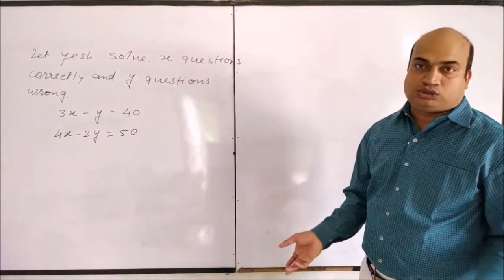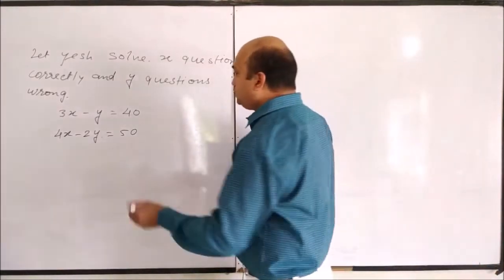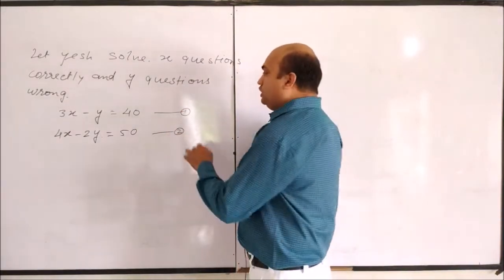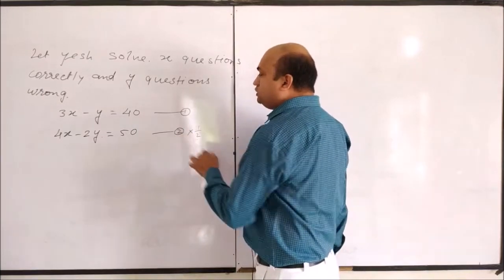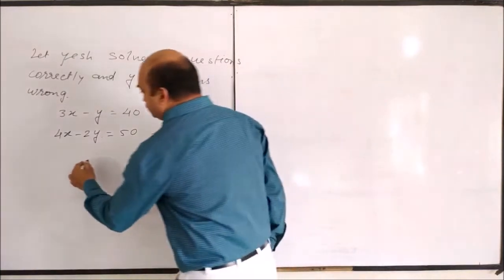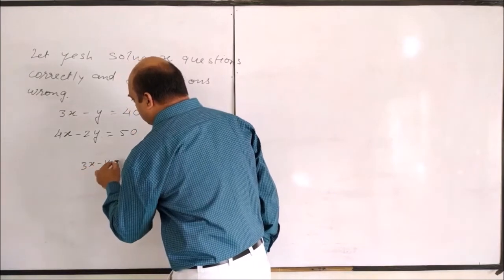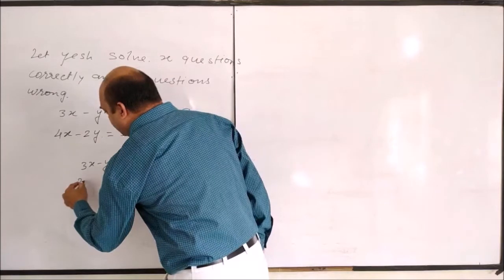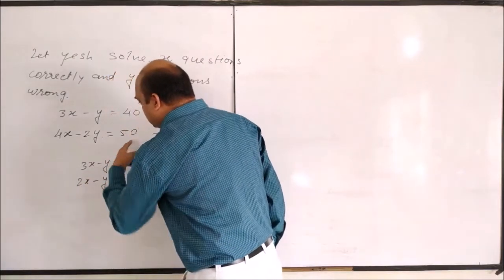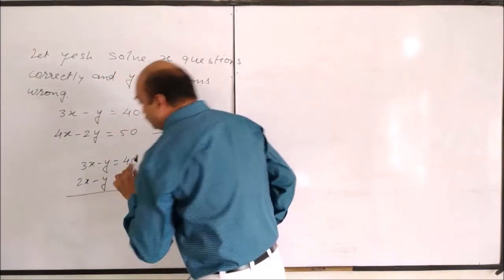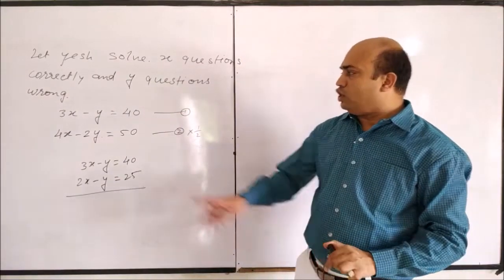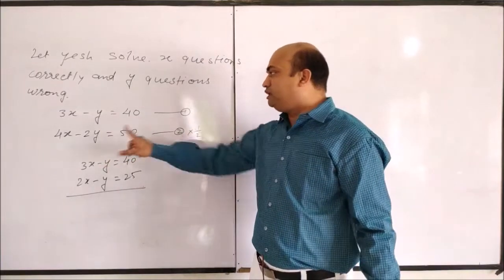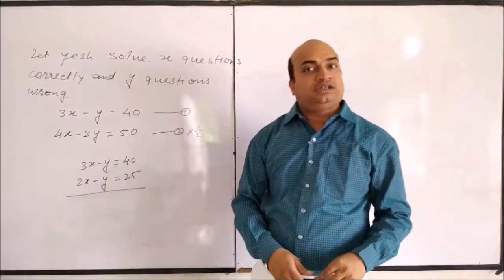We can solve these also by the elimination method. You see, this we consider equation 1 and this equation 2. Equation 2 we divide by 2. The first equation is 3x minus y is equal to 40, and by dividing the second equation it will become 2x minus y is equal to 25. All the terms of the second equation are divisible by 2, so it is better to divide by 2, we will get the coefficient of y the same.